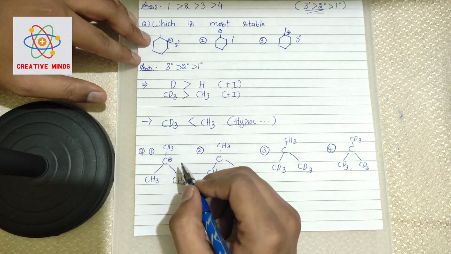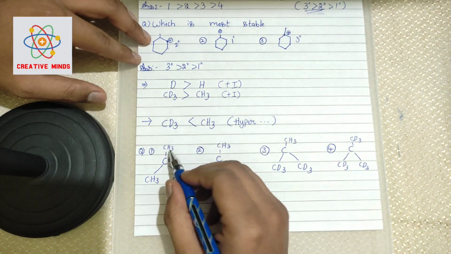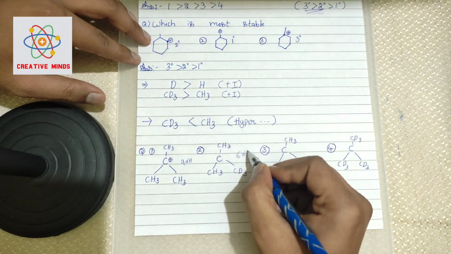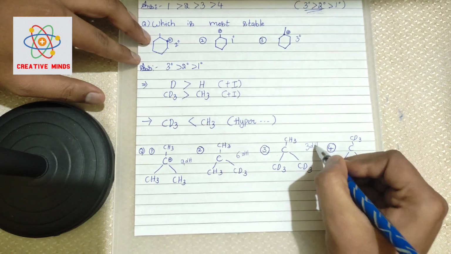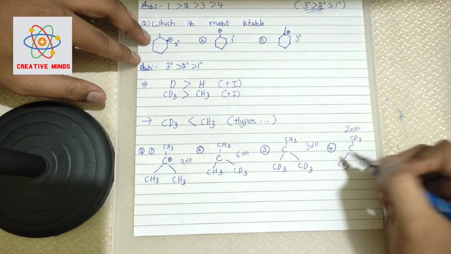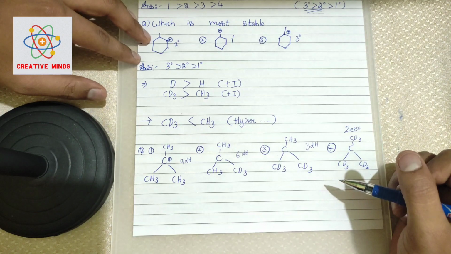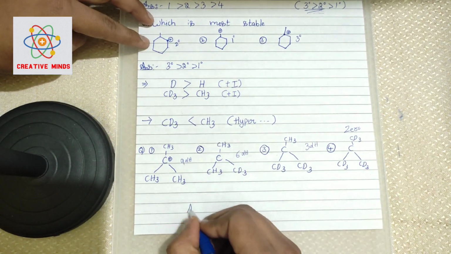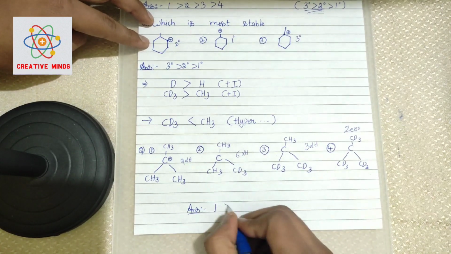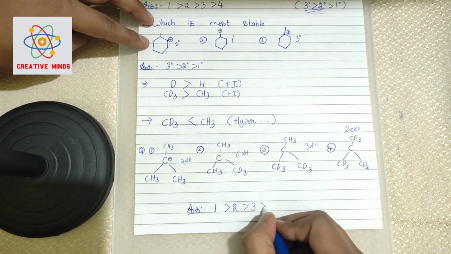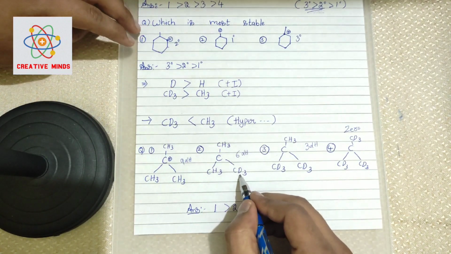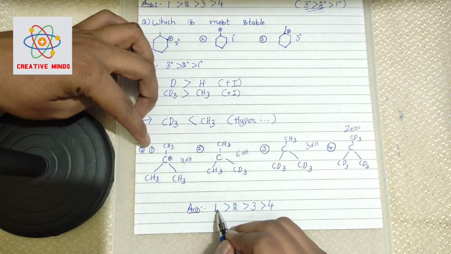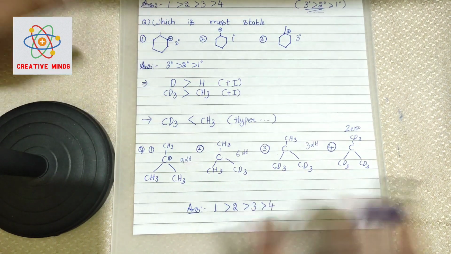Now in this compound, how many alpha hydrogens do we have? 3 plus 3 plus 3, 9 alpha hydrogens, right? Now in this compound 6 alpha hydrogens, in this 3 alpha hydrogens, in this 0. How many? 0 alpha hydrogens. Therefore, what is the stability order? What I told you, the more the alpha hydrogens, the more stable. Therefore, what is your answer? 1 greater than 2 greater than 3 greater than 4. We don't have to see deuterium or whatever it may be, we just have to see the alpha hydrogens. We have more alpha hydrogens in this compound, so this will be most stable. 1, 2, 3, 4, that is your order.